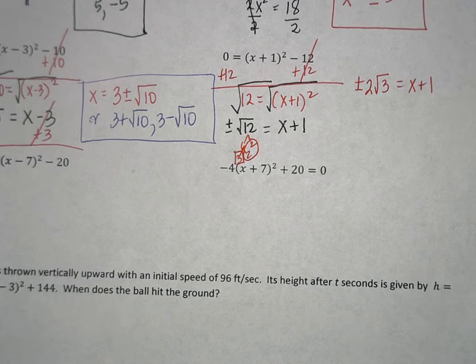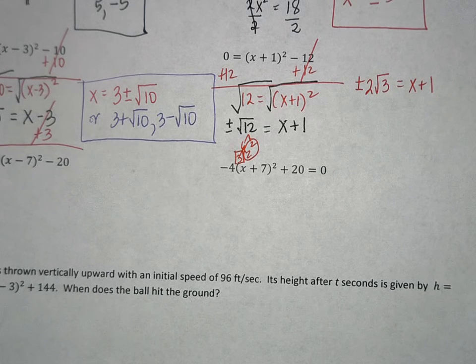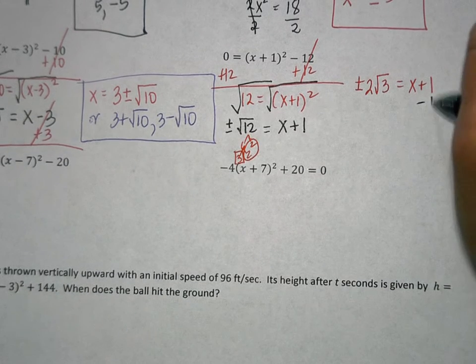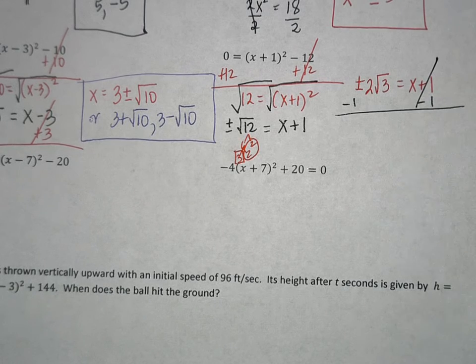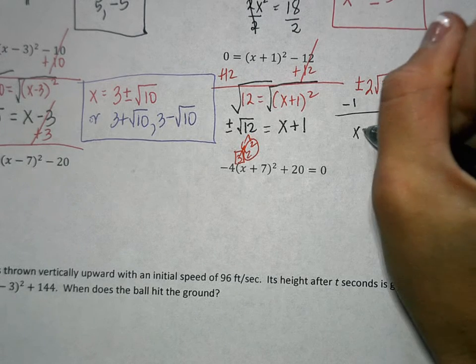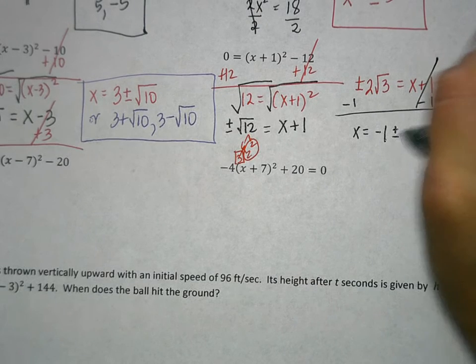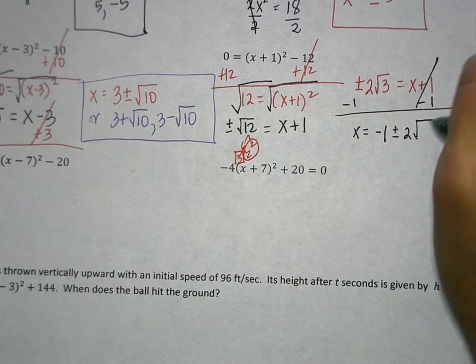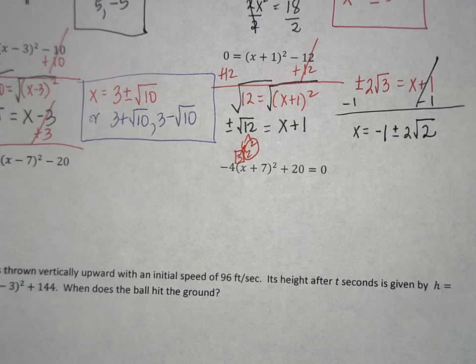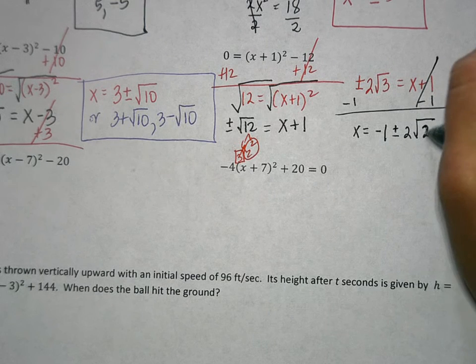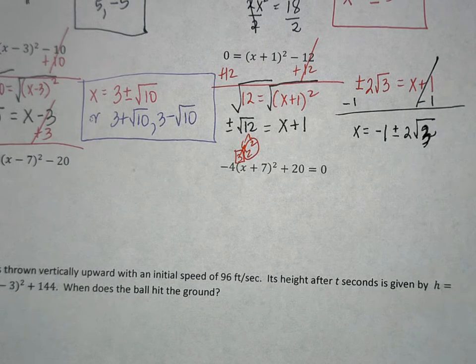Okay? And what am I going to do next in order to solve for x? Good, subtract 1. So I get x equals -1 plus or minus 2 root 3. Whoa. And I wrote 2 root 2, not sure why. 2 root 3.